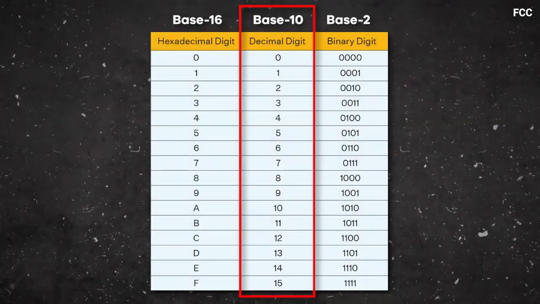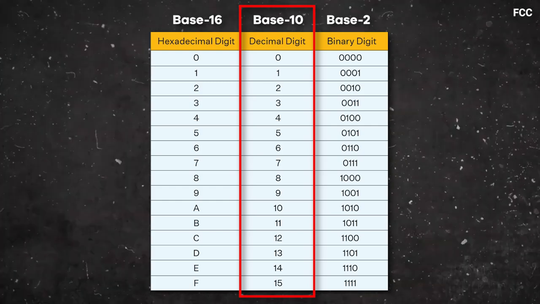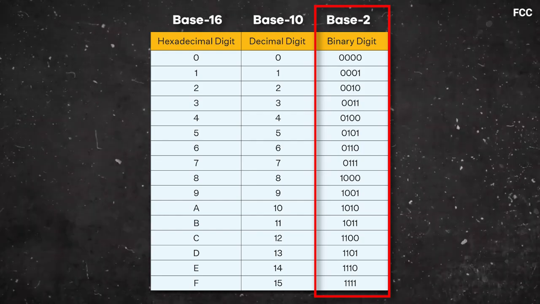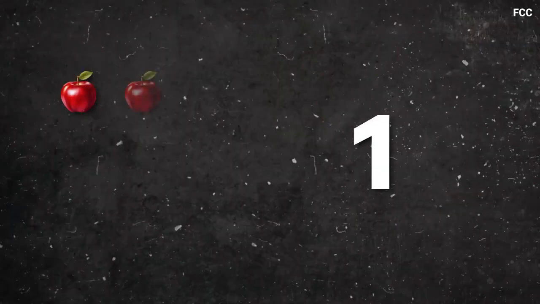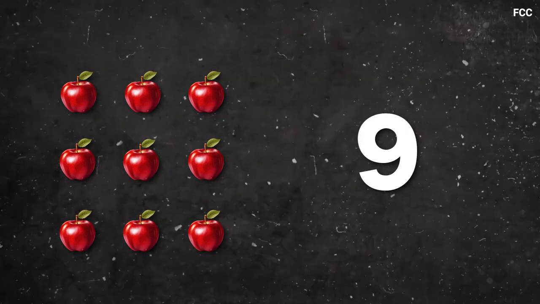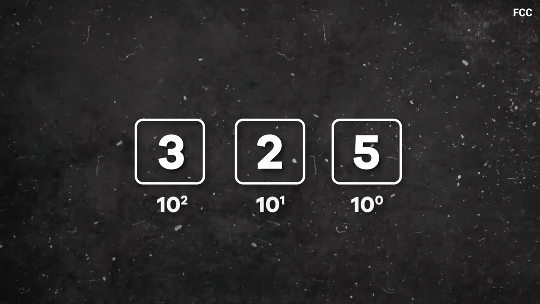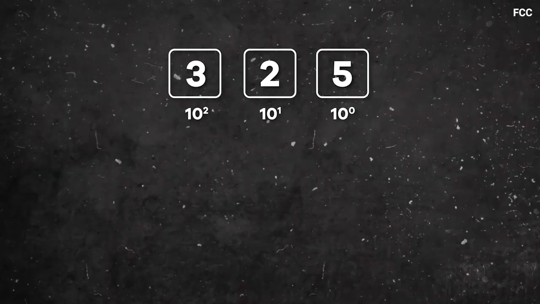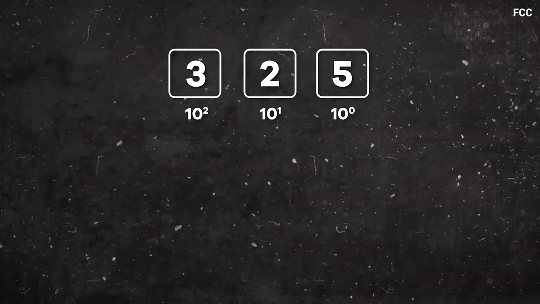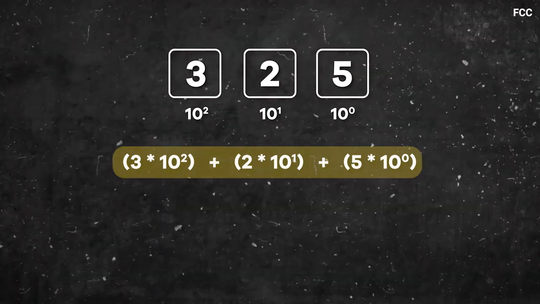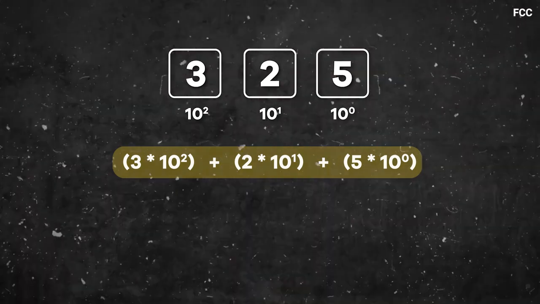Just like we use the decimal system, which is base 10, for everyday numbers, computers use the binary system, which is base 2. In our daily life, we count using the decimal system, which has 10 digits, 0 to 9. Each digit's value depends on its position multiplied by powers of 10. 325 can be represented as 3 times 10 to the power 2, plus 2 times 10 to the power 1, plus 5 times 10 to the power 0.